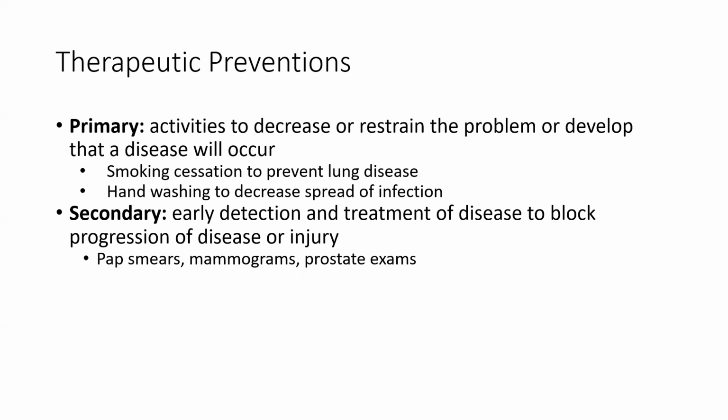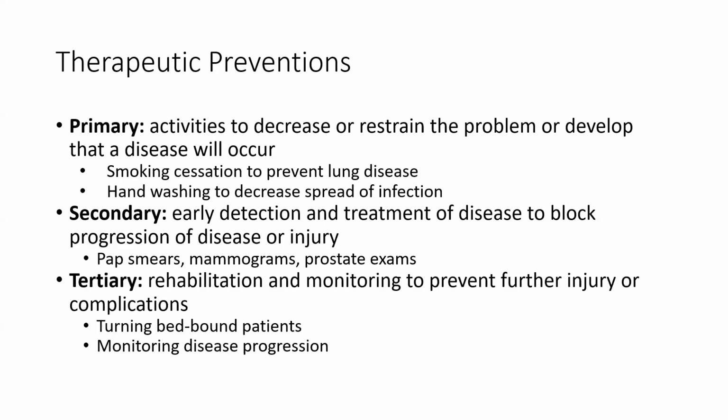So with primary prevention, we try to set up a lifestyle and environmental conditions such that you're less likely to get a disease. Secondary prevention is if disease happens, we try to catch it early and stop it. And then tertiary prevention is, once you have a disease, we try to either reverse the effects of the disease or slow its implications. So, for example, turning bedbound patients. If you are bedbound, meaning you can't get out of bed, and you do not move on a regular basis, you'll develop a pressure ulcer, where the weight of your body is pressing on the bed, and your skin starts to ulcerate.